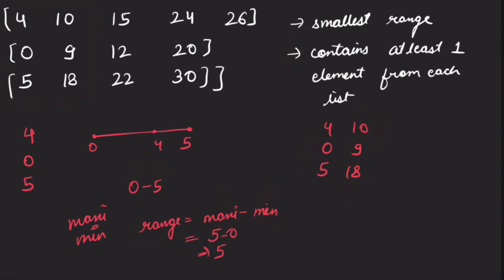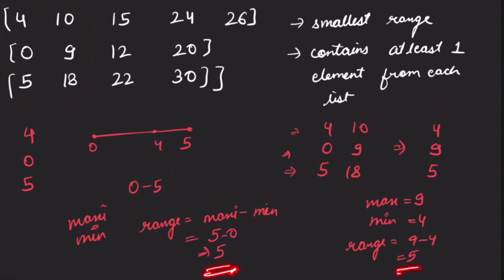So now at this point, from array 1, we have taken 4, from array 2, we have taken 9, and from array 3, we have taken 5, right? So now out of these, what is your maximum and minimum? So maximum is 9 and minimum is 4. So now what will be your range? Your range will be 9 minus 4, which is 5. But initially also it was 5. We got the same range.